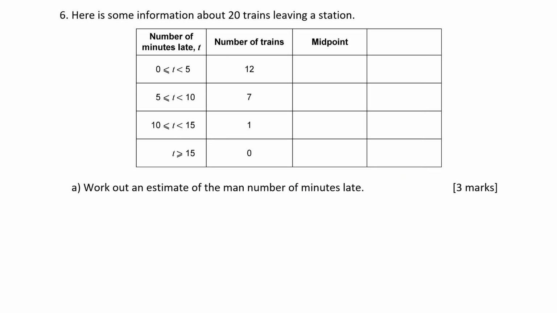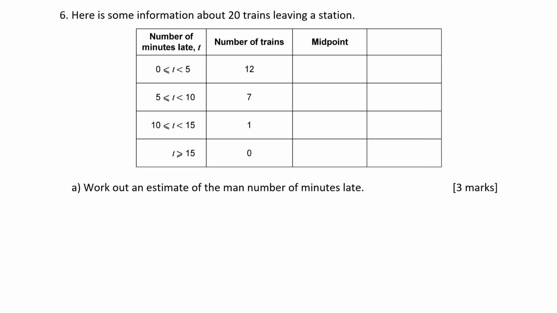Question 6. Here is some information about 20 trains leaving a station. So we've got a number of minutes late. The first group is between 0 and 5 minutes late. The second group between 5 and 10 minutes late. 10 to 15 minutes late, and more than 15 minutes late. And we can see that 12 trains were between 0 and 5 minutes late. 7 were between 5 and 10. 1 between 10 and 15. And none were later than that. Okay, so you can see that there's a couple of extra columns on that table for us to complete.